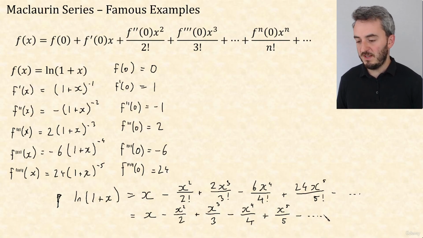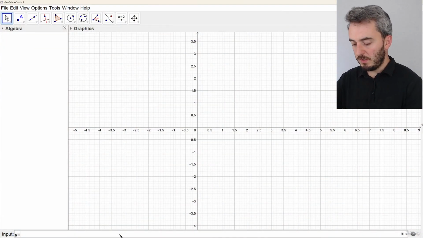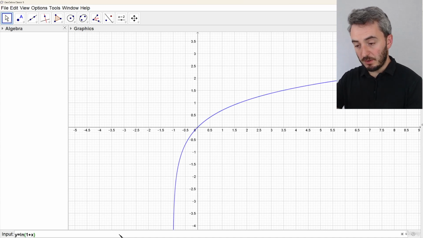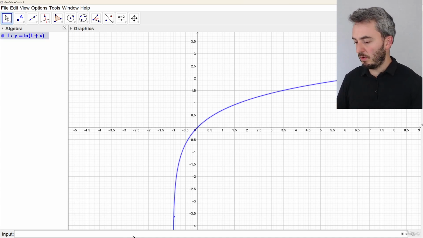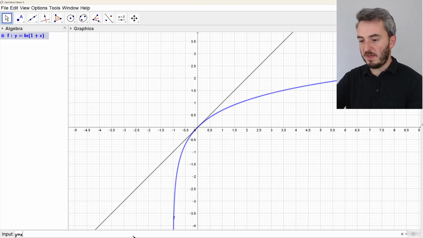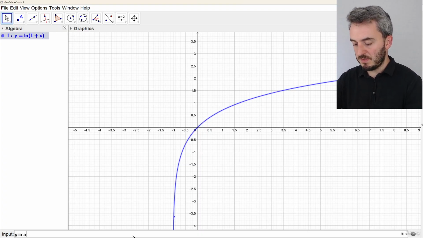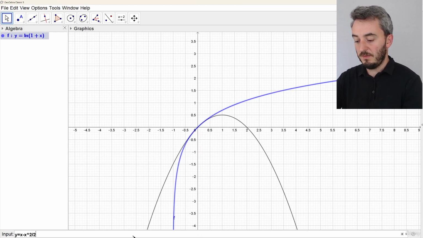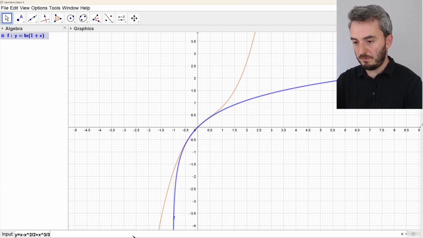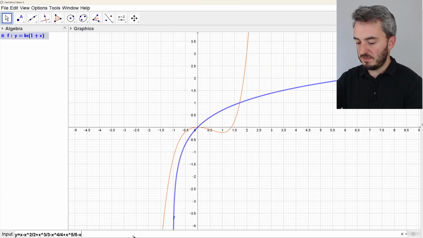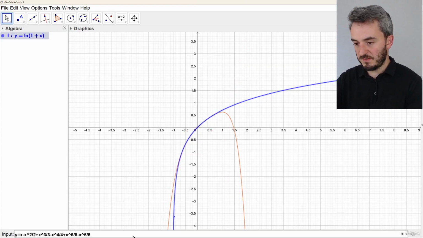Let's explore that one in GeoGebra as well. So y equals ln of 1 plus x looks like this. And let's explore our Maclaurin series. So it began with x, and then it was minus x squared over 2. Then it was plus x cubed over 3. Then it was minus x to the 4 over 4. And plus x to the 5 over 5. Minus x to the 6 over 6. And so on. Plus x to the 7 over 7.